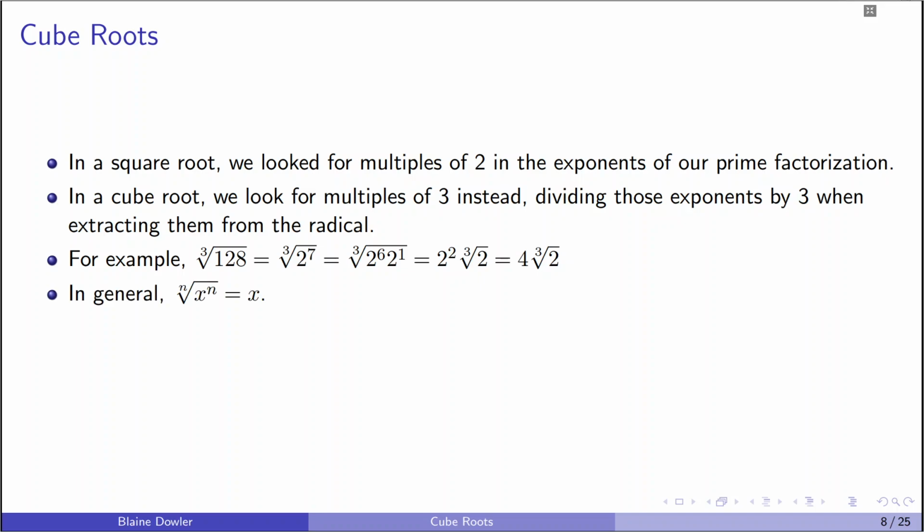In general, if you have the nth root of x to the n, you just get x. Square root of x squared, cube root of x cubed, fifth root of x to the 5th. That's just going to get you your x back.